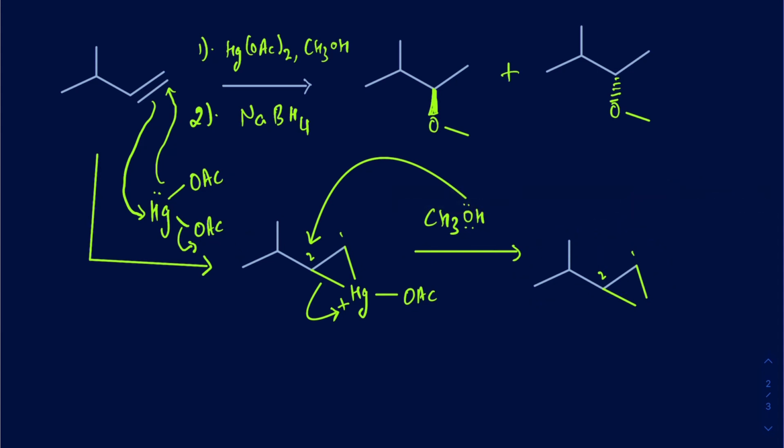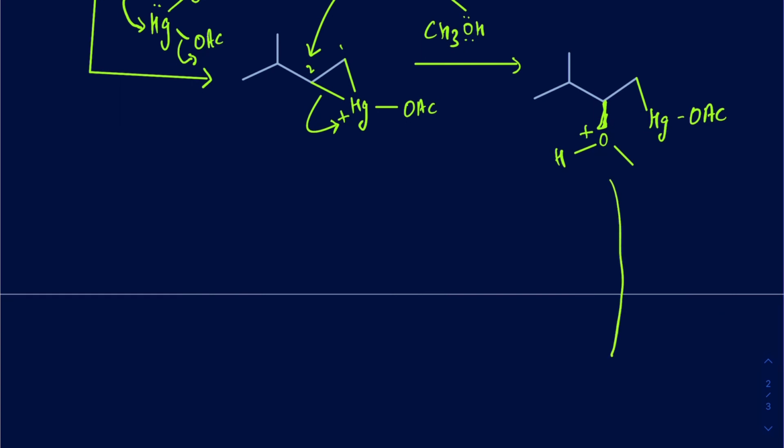Okay, let me erase some part of that. So I still got this HgOAc, and then I still got this. I'm going to draw that coming out of the page. So remember, this could do the attack coming out of the page, or this could do the attack going back into the page. So that's why you get a racemic mixture. But I'm only going to show one of them there just for the sake of time.